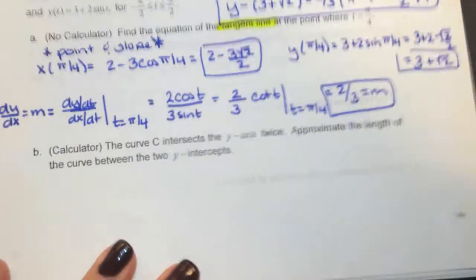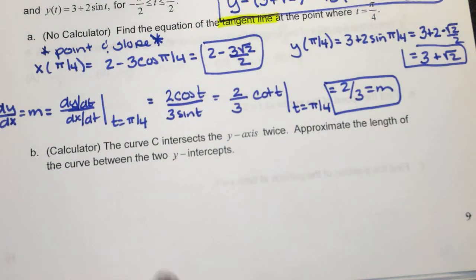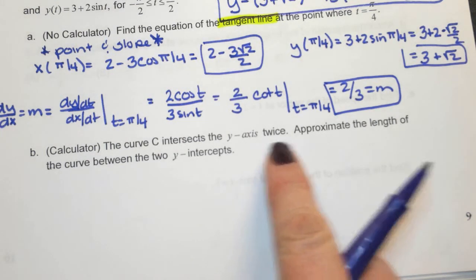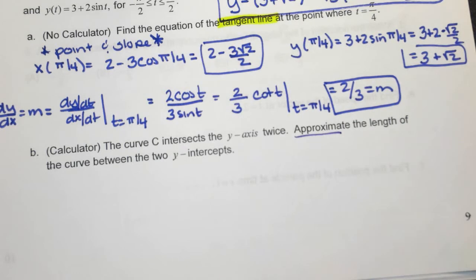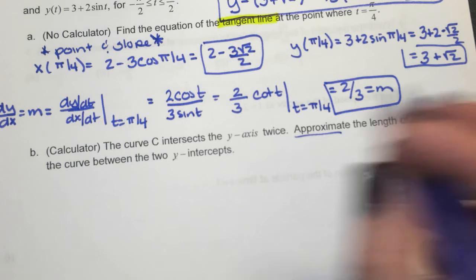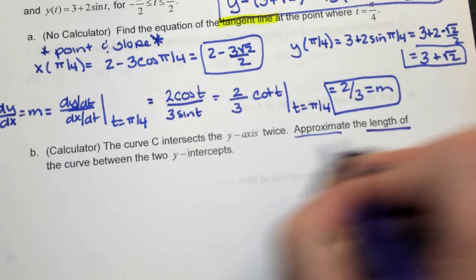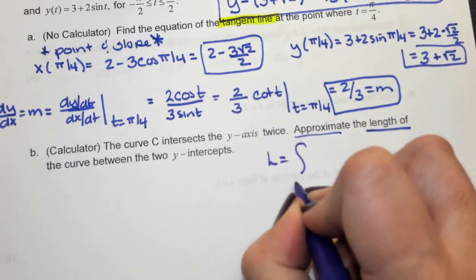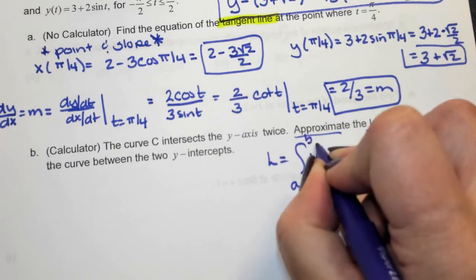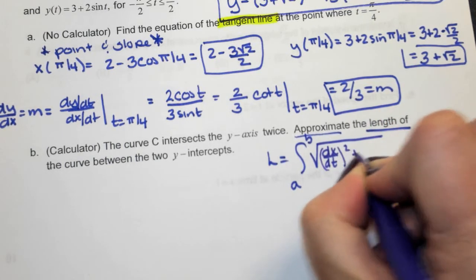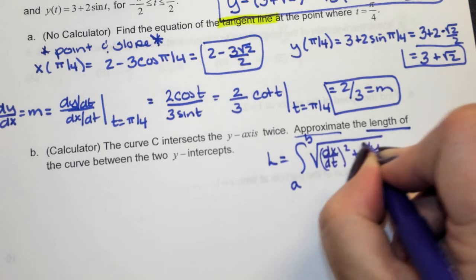All right, so the next part's going to be a calculator question. The curve C intersects the y-axis twice. Approximate, because again it's going to be calculator, the length of the curve between the two y-intercepts. So we did one a few minutes ago involving x-intercepts. Let's take a look at the y-intercept. So again, we're talking about the length of the curve. So the length, we're going to use that arc length formula going from A to B. And that's the square root of your dx dt squared plus your dy dt squared.